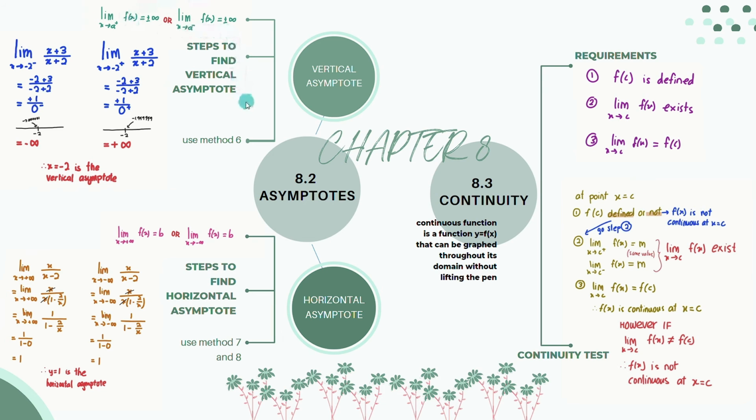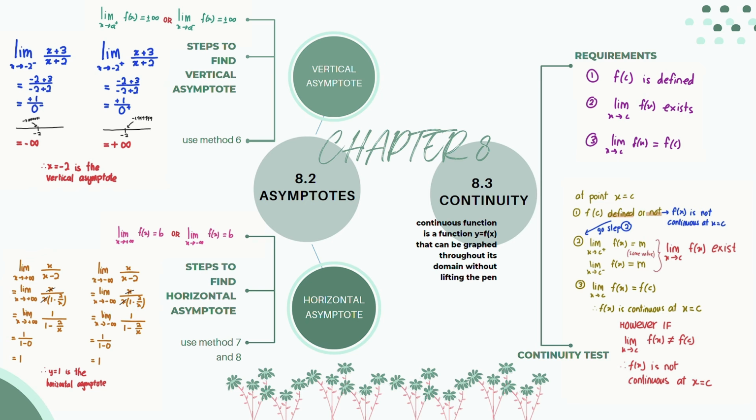So the step to find the vertical asymptote is, first one, we will need to find the value of x that will make the denominator equal to 0. In this case, we will have x equal to negative 2, in which it will make the denominator of both sides to be 0. So we use method 6 explained just now by Ling. That is, we sub with the nearest value of the x using the number line method, and we will get the limit from the left and the right to be equal to negative infinity and positive infinity. Hence, we will conclude that x equal to negative 2 is the vertical asymptote.